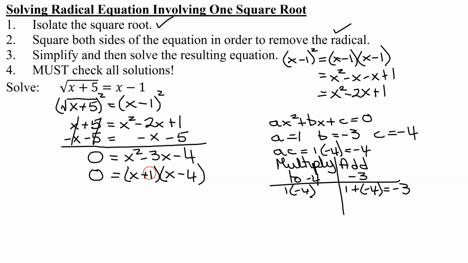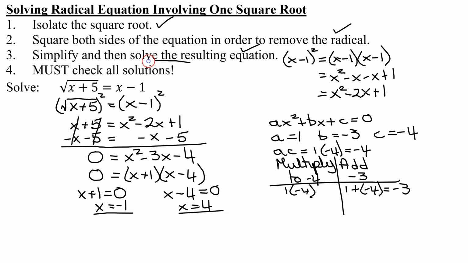2 factors multiplied together equals 0. Set each of them equal to 0. So I have x plus 1 equals 0. Solving this by subtracting 1 from both sides, we get x equals negative 1. Second factor set equal to 0. X minus 4 equals 0. Add 4 to both sides, x equals 4. So now I have done step 3.